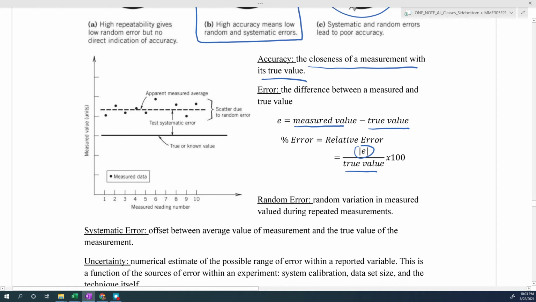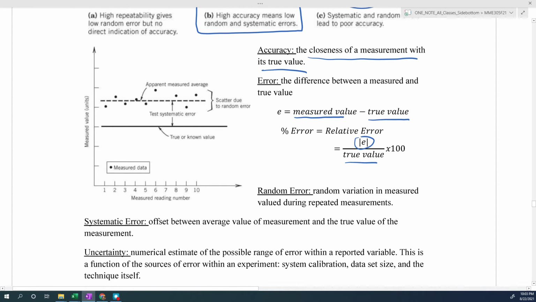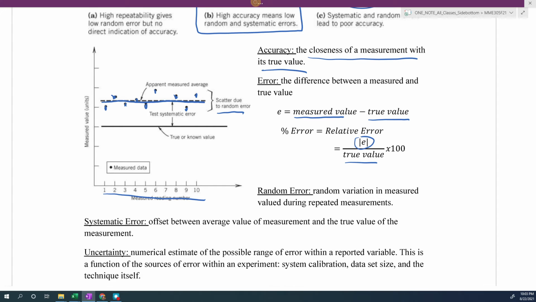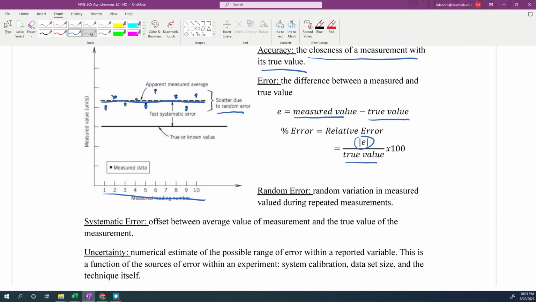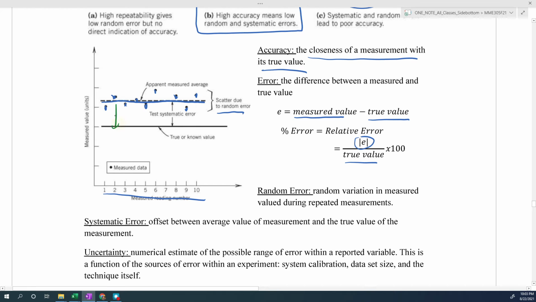Again, we defined random error as the random variation within the measurement. In this chart, we took 10 different measurements, and if we averaged all those measurements, this would be our measured value, the dotted line. But if there was an error in how we were taking our measurements, that would give us a systematic error, which would be the difference between our measured average and our true known value.